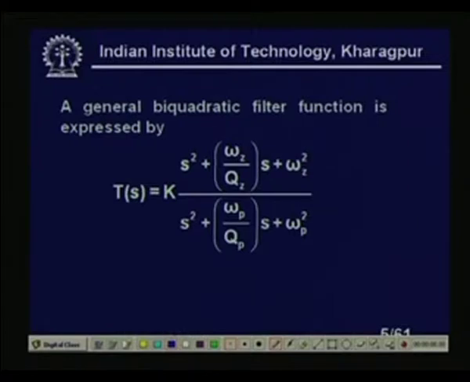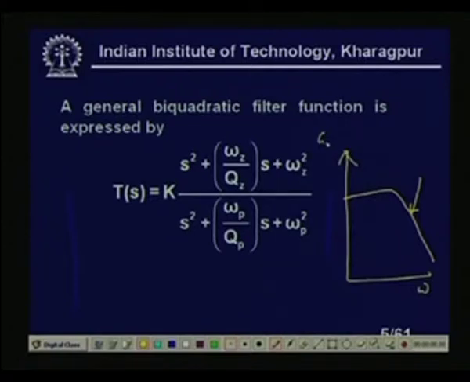Let us first look at the second order structure. Suppose I have a low pass filter of a second order structure. The low pass characteristics will look like this, where this is the frequency omega and this is gain. We will find that the slope will be minus 40 dB per decade.